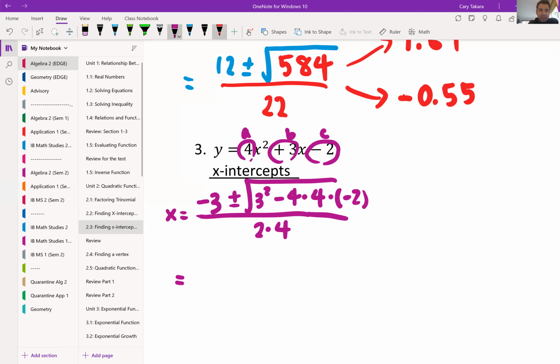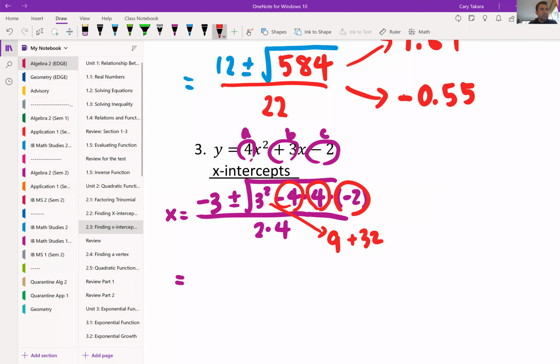So let's take care of the inside of the square root sign. So you're going to get 3 squared is 9. And then negative 4 times 4 times negative 2. What is that? That's positive 32. Is everybody okay on that? Negative 4 times 4, that's negative 16. But negative 16 times negative 2, that's positive 32. So you write down plus 32, okay?